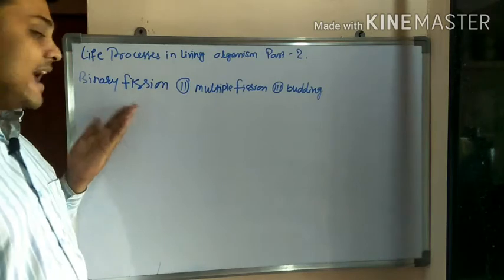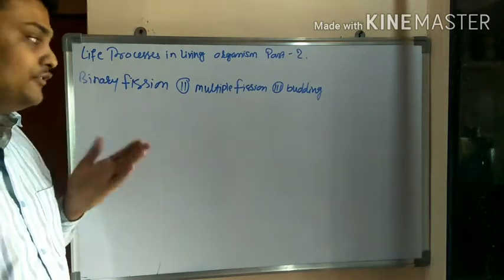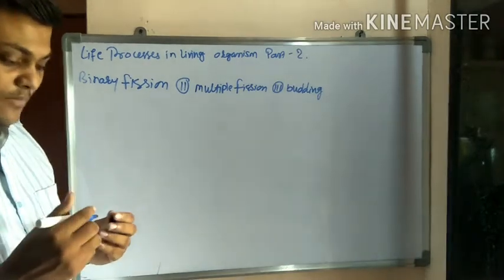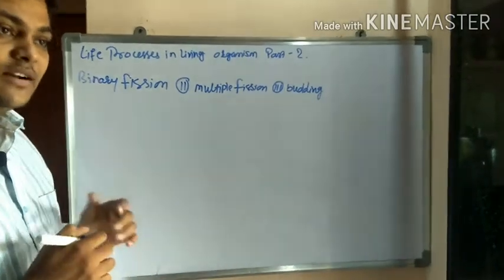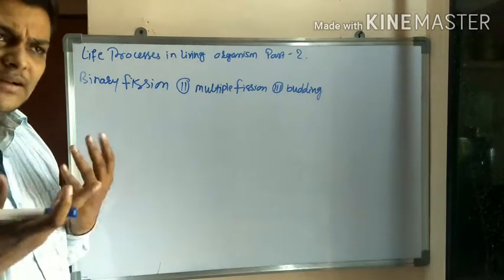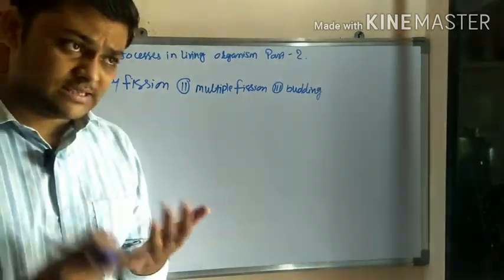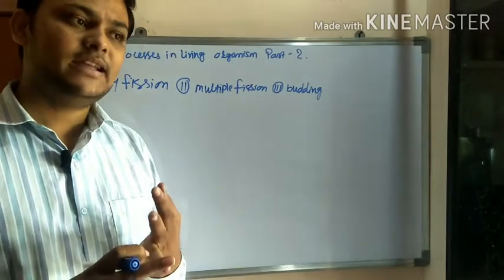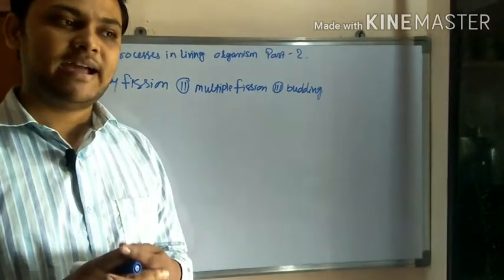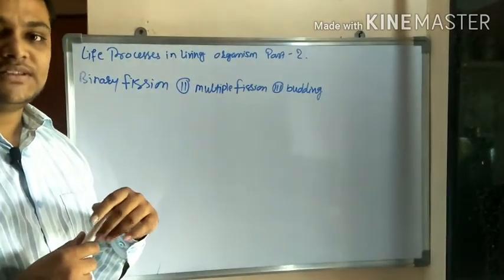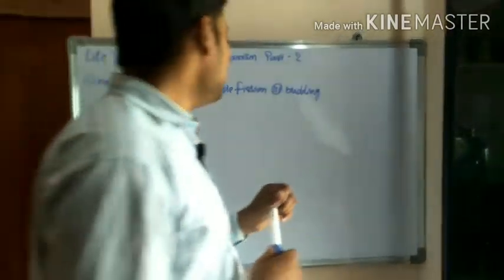The axis of fission is different for different organisms, or different protists. Some fissions occur as simple binary fission, some as transverse binary fission, and another as longitudinal binary fission. We are going to discuss them one by one. Firstly, we are going to discuss binary fission.